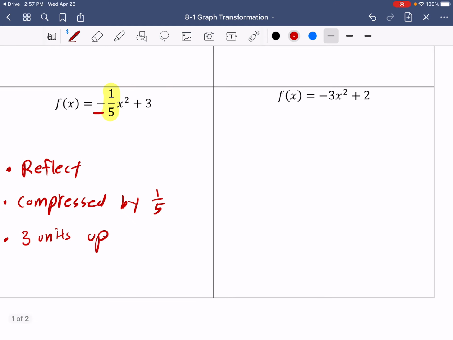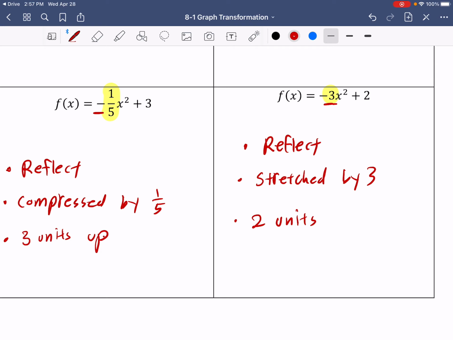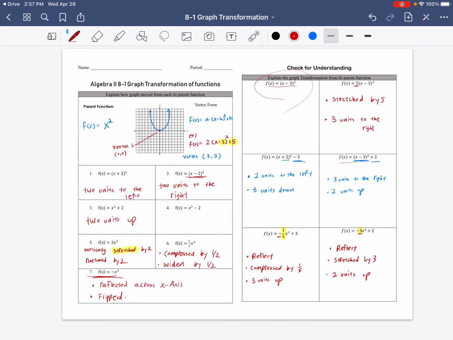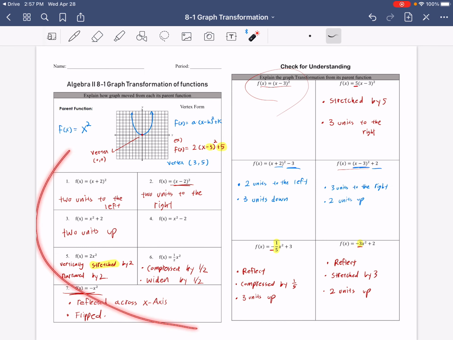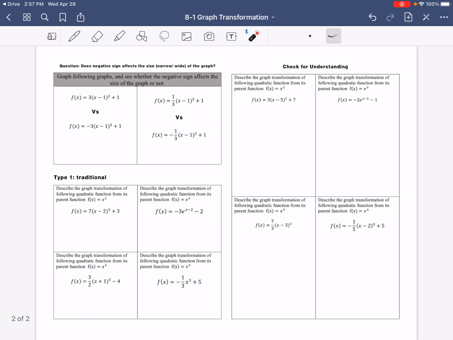Let's try this question. I see a negative, so it's a reflect. I see 3. Now, you don't have to worry about the negative, just 3. 3 is bigger than 1, so it's what? Stretched by 3. If you graph it, you're gonna see what? A thinner graph, like narrower. 2 units up. So hope this one makes sense. Let's go to the next one.